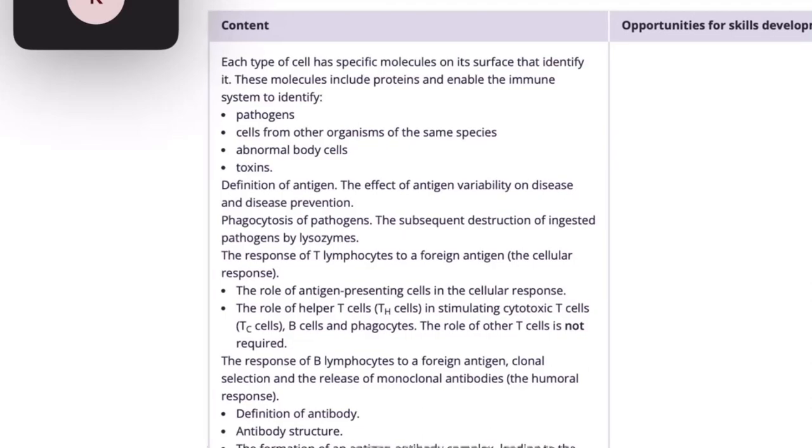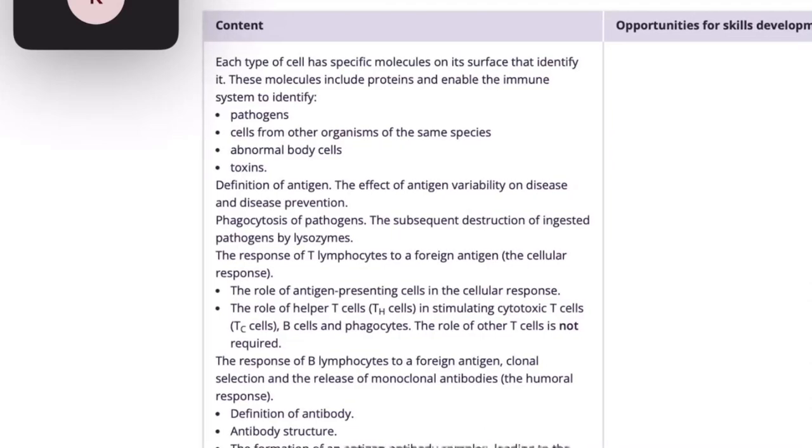You need to know what an antigen is. It says over here clearly, definition of antigen. You need to know how to define antigen, the effect of antigen variability on a disease and disease prevention. We're not going to be looking at that today. I'm just giving you a bit of an overview. But basically, all that means is why do we have so many mutant strains of diseases? For example, if we look at COVID, we have many strains of COVID.